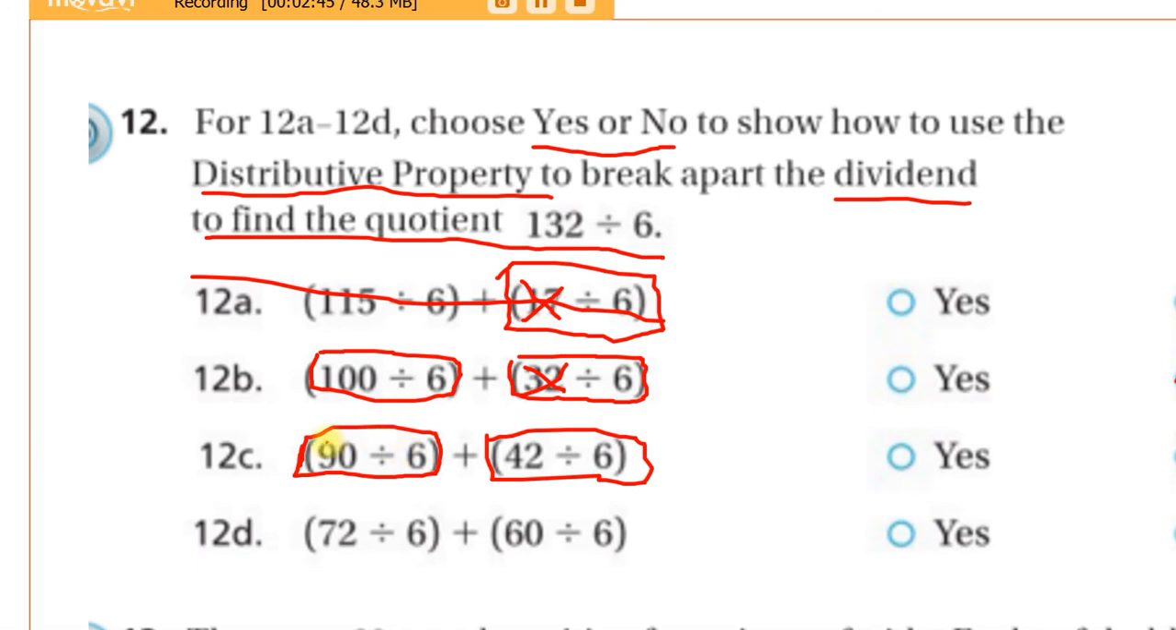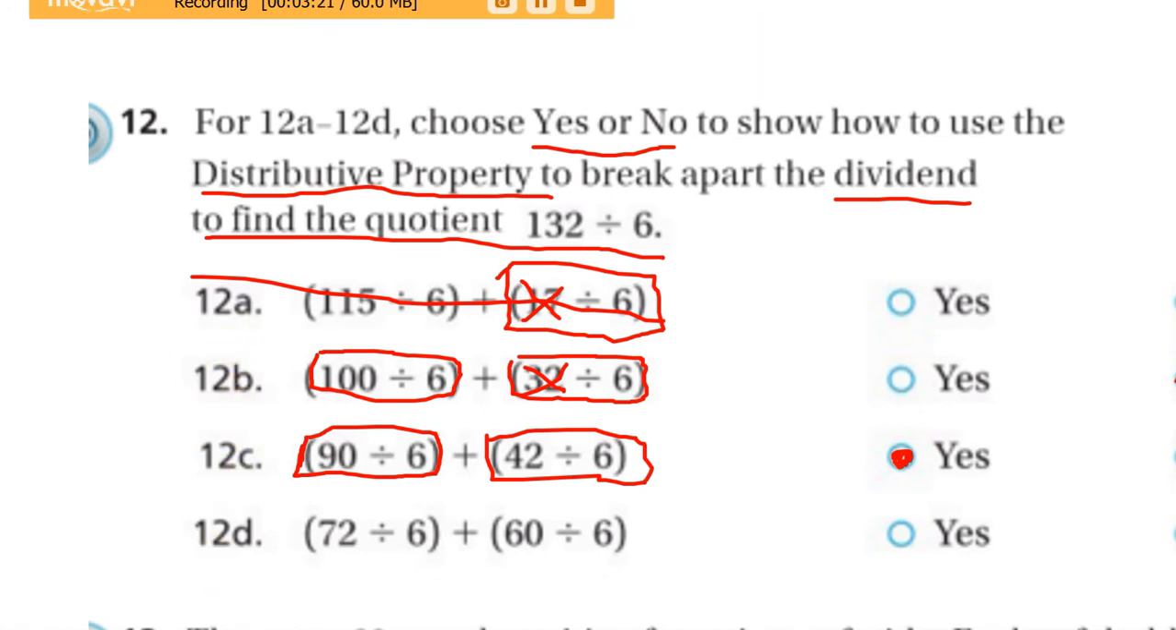So I know 6 times 10 is 60. So that's 60 of the 90. That would leave only 30 left over. And if I count by my sixes, will I land on 30? 6, 12, 18, 24, 30. So these both check out. So that's going to work for me. Okay, now I'm going to let you do number 12D on your own and decide if yes or no this is going to be an appropriate way to use the distributive property to solve that problem. Use the same strategy I used on 12C and 12B and 12A.